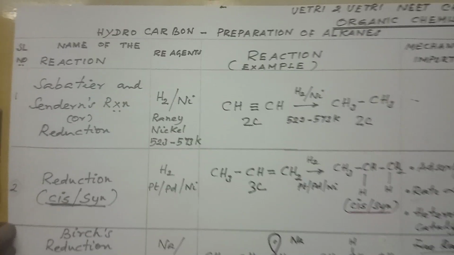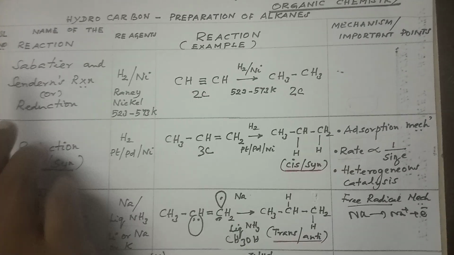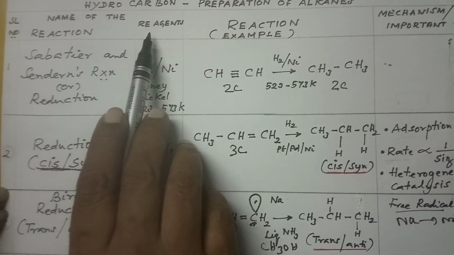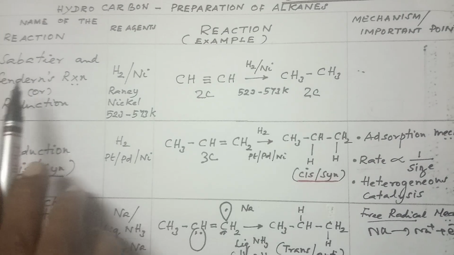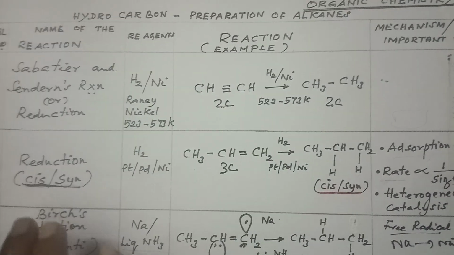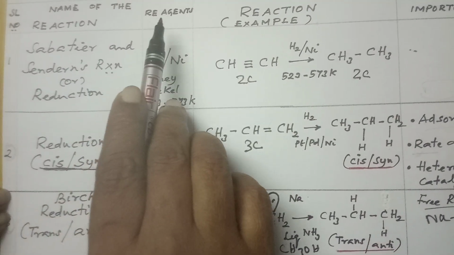You have to take a paper like this and draw a table with columns with the headings: serial number, name of the reaction, reagents, example reactions, mechanism or important point. Like that you have 5 columns. You have to make it ready. Let us see the first one. First you have to focus on the reagent.